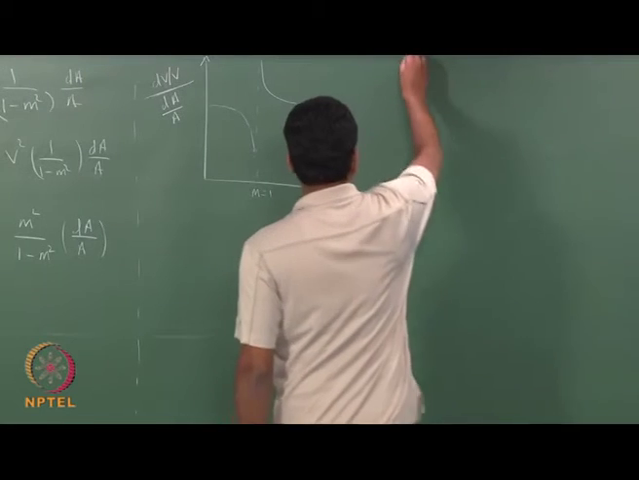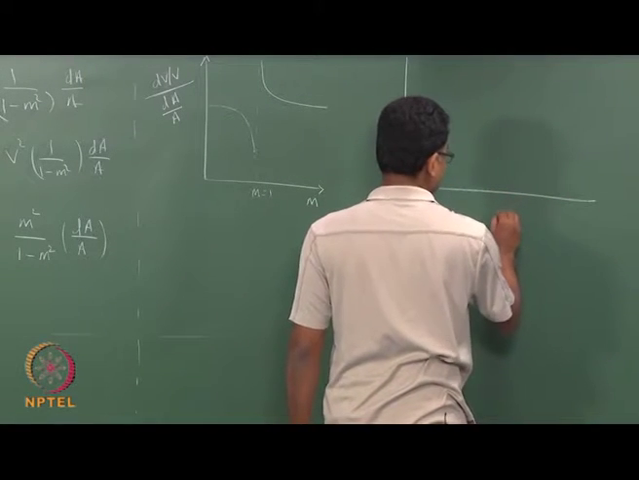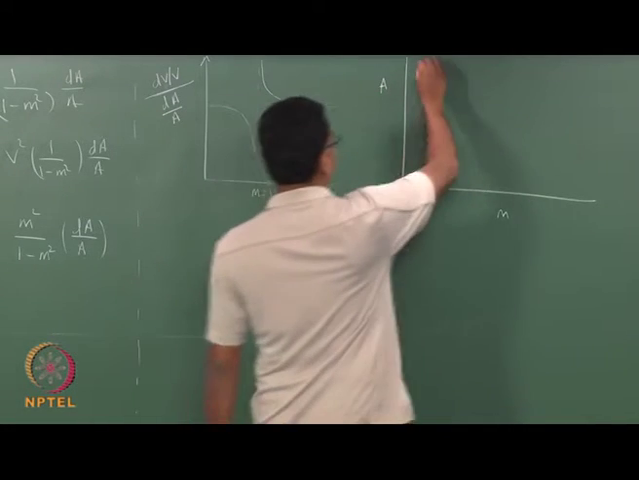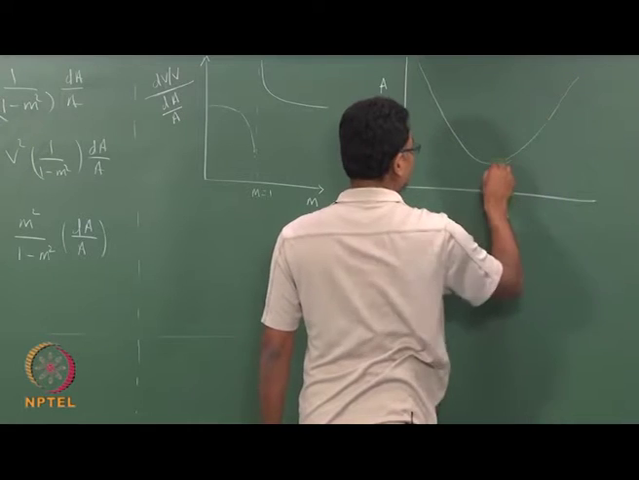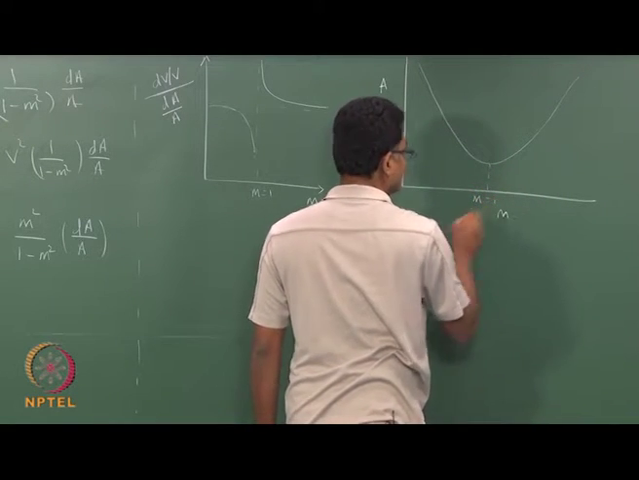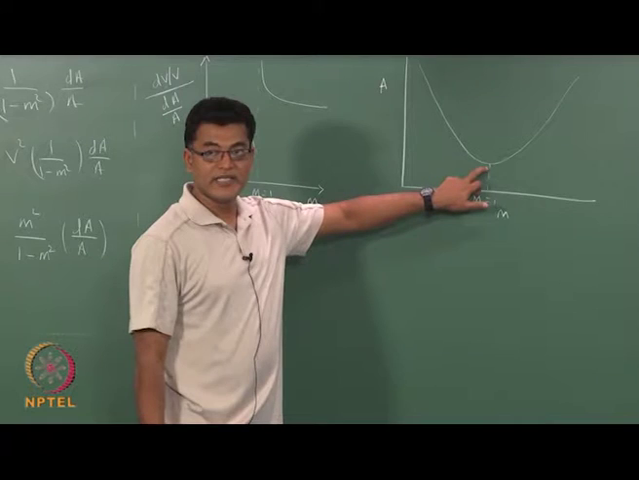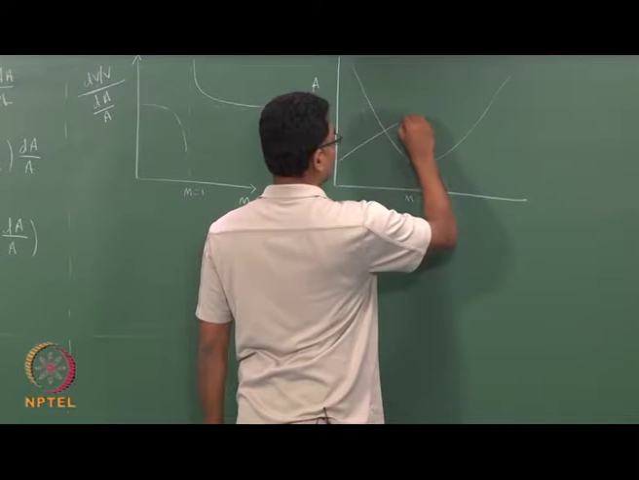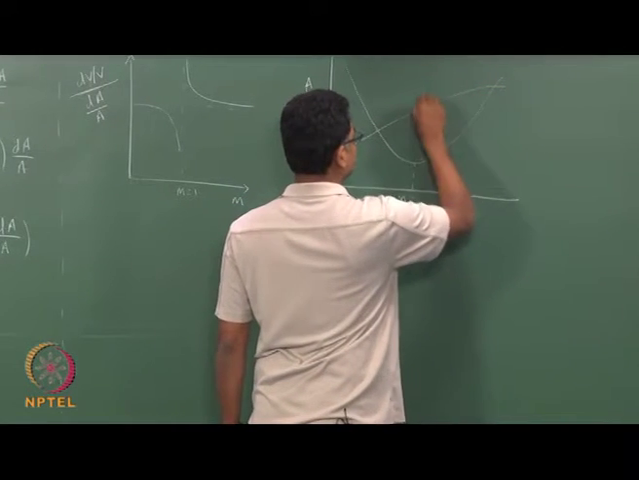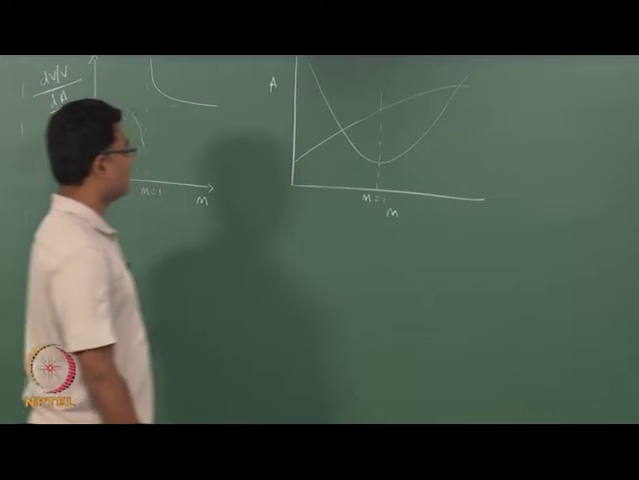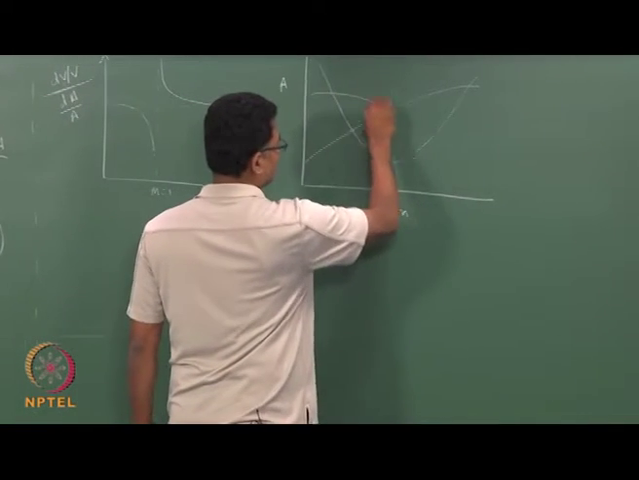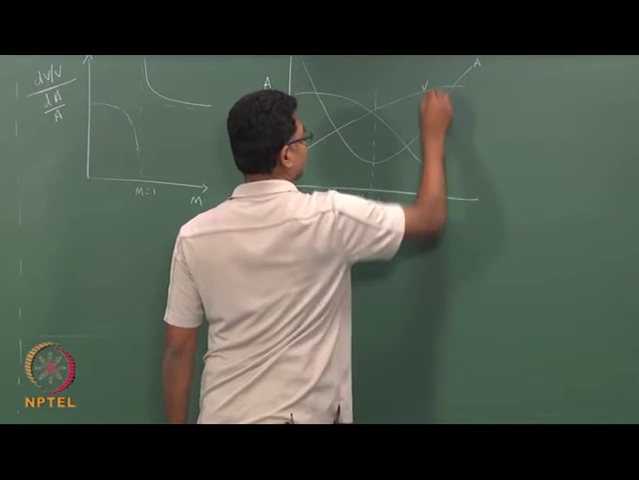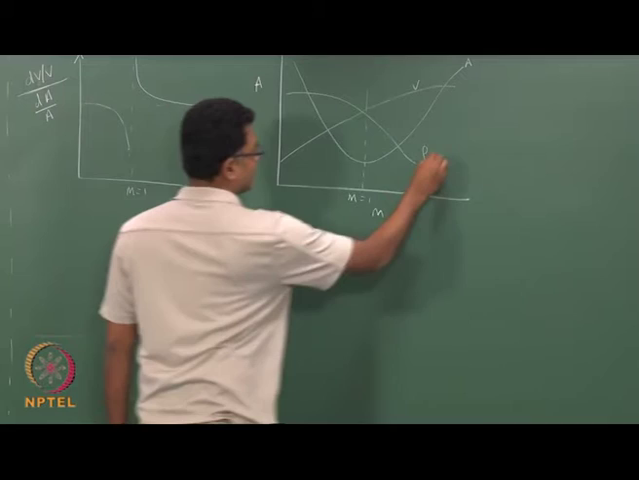So, if I plot M versus A, I would have a minimum at M equals 1, because that is the value where dA is 0. So, my velocity would also go something like this, and the density would come down something like this. So, this is my area, this is my velocity, this is my density or pressure.